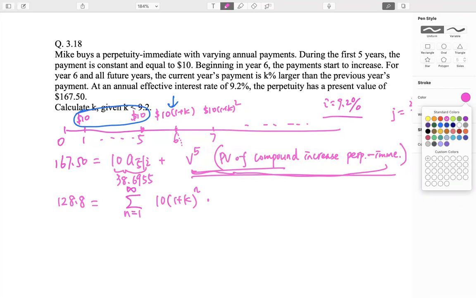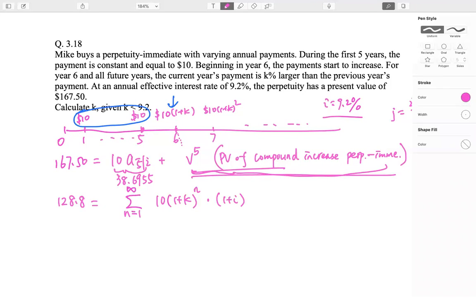Now I need to figure out the discounting. Okay, what would be the discounting? Negative n plus 5, right? Because for this particular payment, the discounting factor would be v to the 6, right? Let's use v. I don't want to put the negative sign down there at the moment.